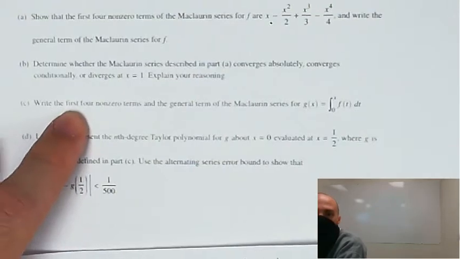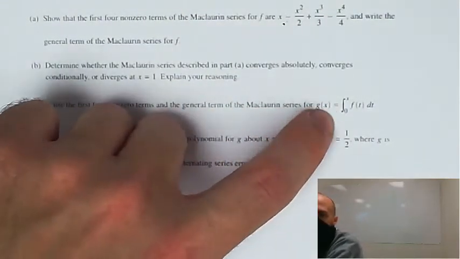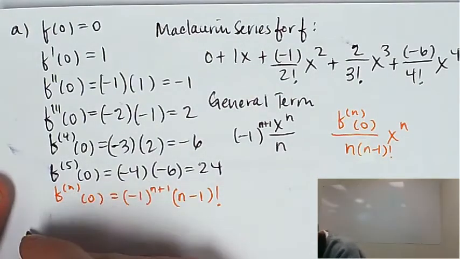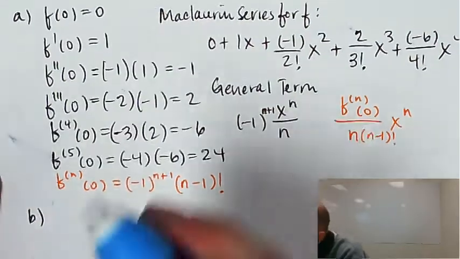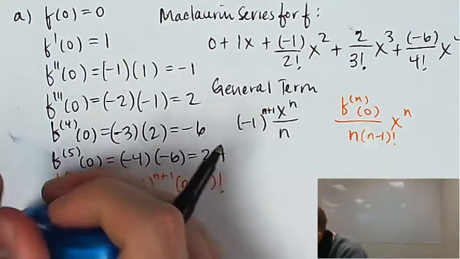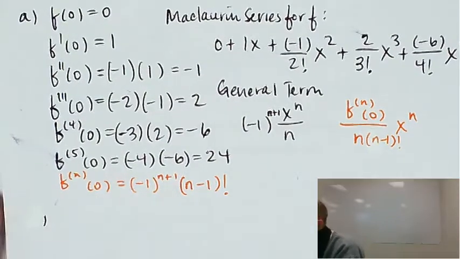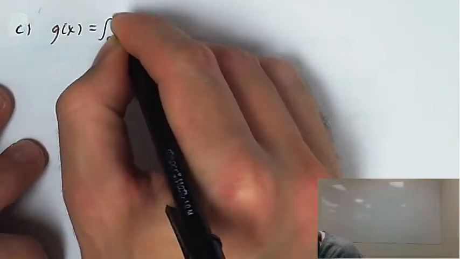Part C is going to ask you to write the first 4 non-zero terms and the general term of the Maclaurin series for g of x equals the integral from 0 to x of f of t. Well, no, that's going to be part C. All right, let's move that up right now. So this one we're saying g of x equals the integral from 0 to x of f of t dt.